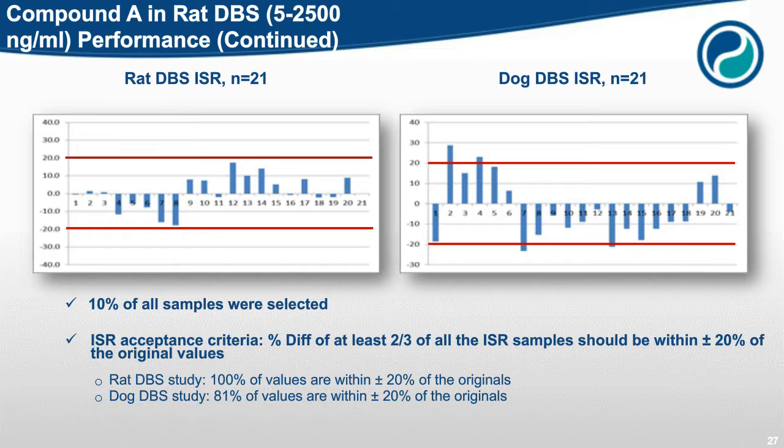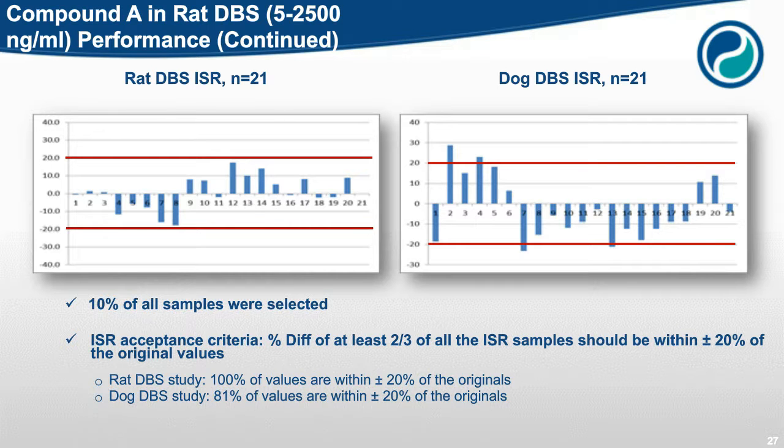So both of them have exceeded the acceptance criteria of 2/3 of all the ISR samples, indicating that not only the method is repeatable, but also the spot-to-spot variability is minimized, because the ISR evaluation was done using a separate spot as the original.